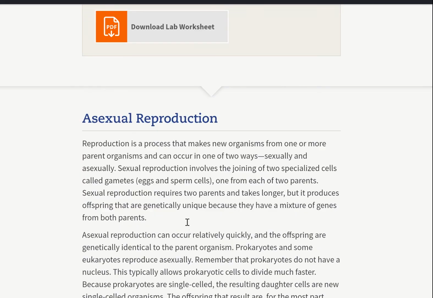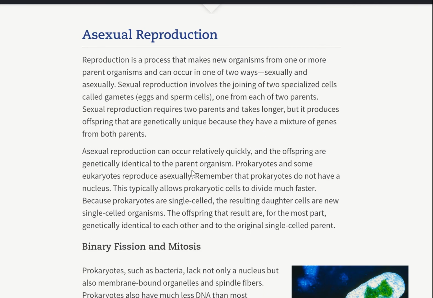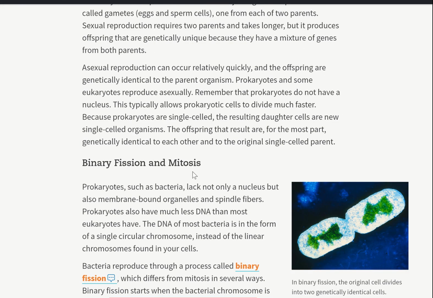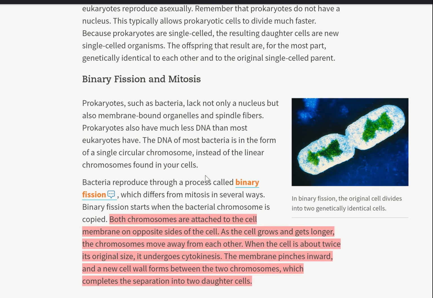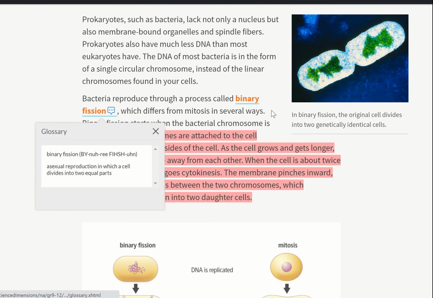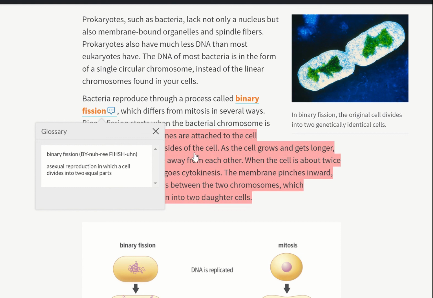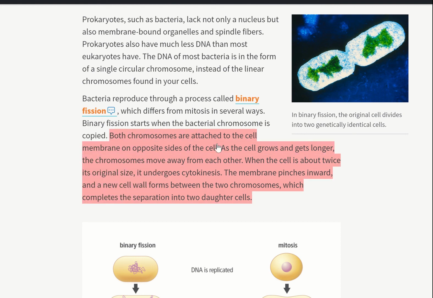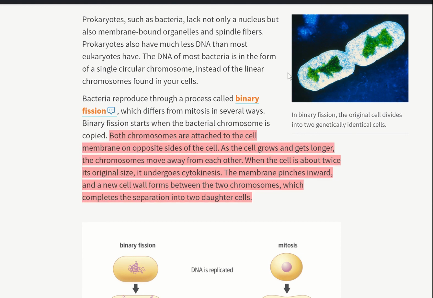As we scroll down, I want to talk about one thing, and it's asexual reproduction. What we're talking about is organisms that are going to reproduce without going through sexual reproduction. And the main process that we're going to use is binary fission. And binary fission is asexual reproduction, meaning without sex, in which a cell divides into 2 equal parts. And here's how this is going to happen. And here's kind of an example on the side.